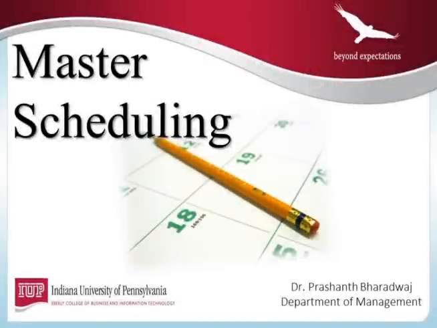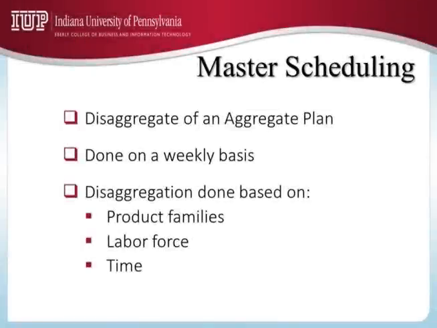In this module, we will talk about master scheduling, which is the second level in the hierarchy of operating decisions. The first level, as we have discussed in the past, is aggregate plan. The aggregate plan, as the name indicates, looks at an aggregate entity, and the master schedule looks at the disaggregate of an aggregate plan. And disaggregation can be done based on product families, labor force, and time.